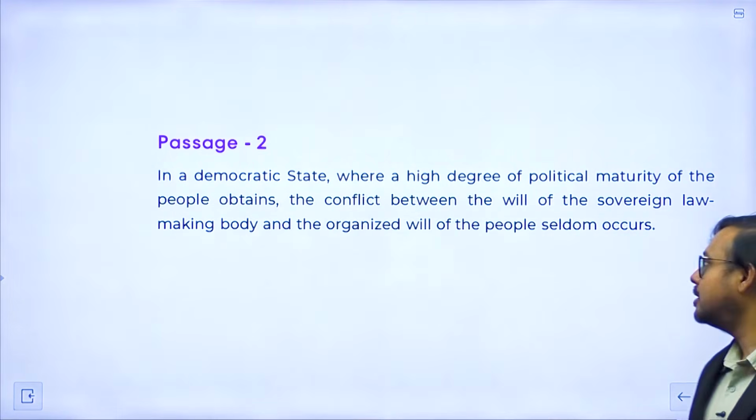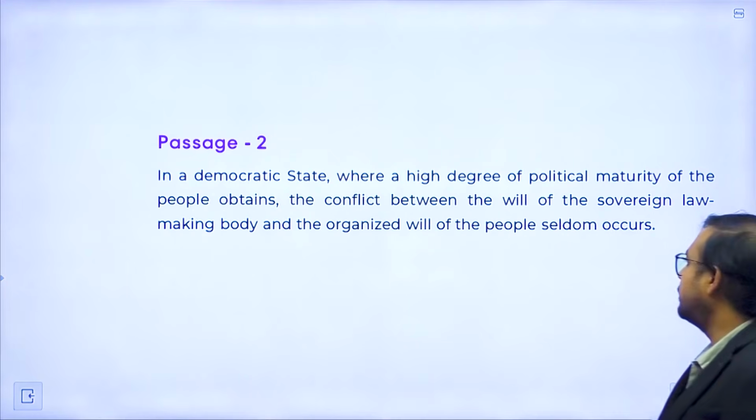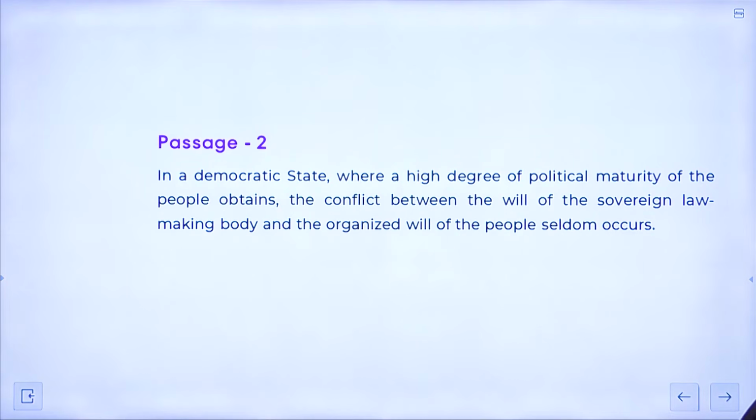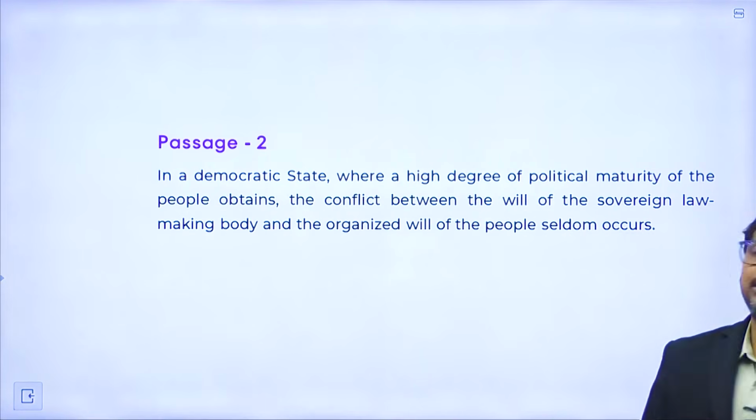Let's find the logical conclusion of this. In a democratic state where a high degree of political maturity of the people obtains, the conflict between the will of the sovereign law-making body and the organized will of the people seldom occurs. There is just one sentence, right? But still we have to find a logical conclusion.